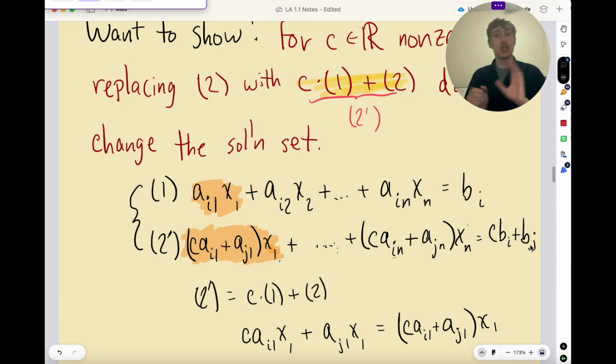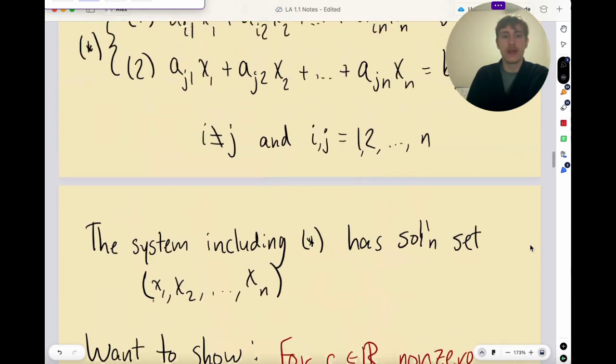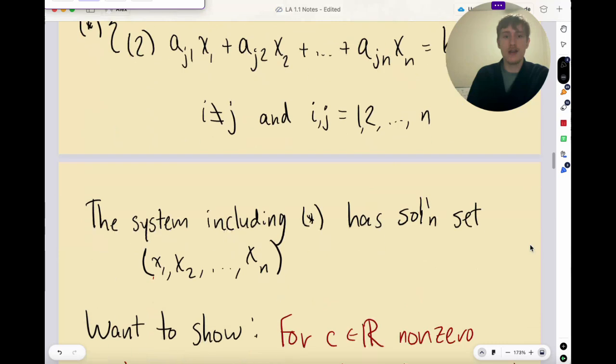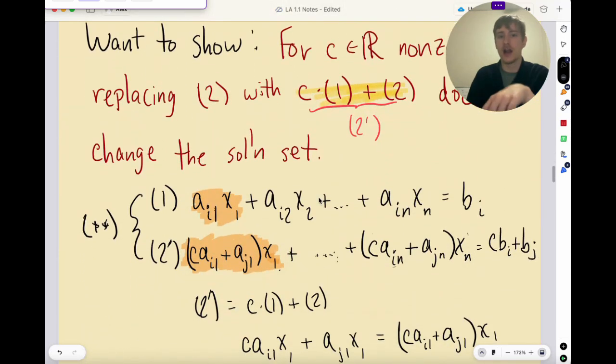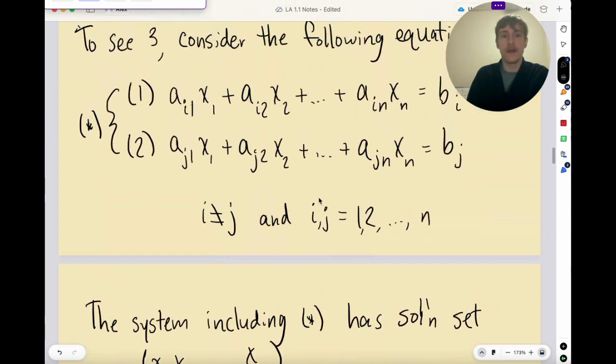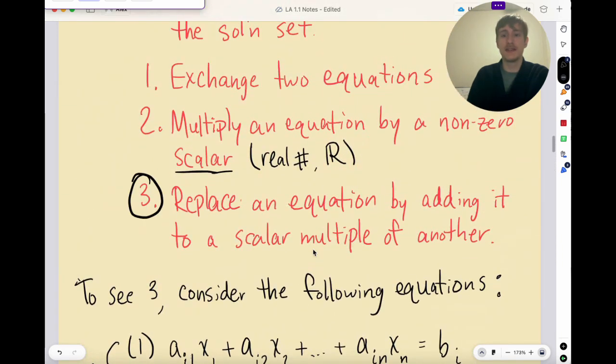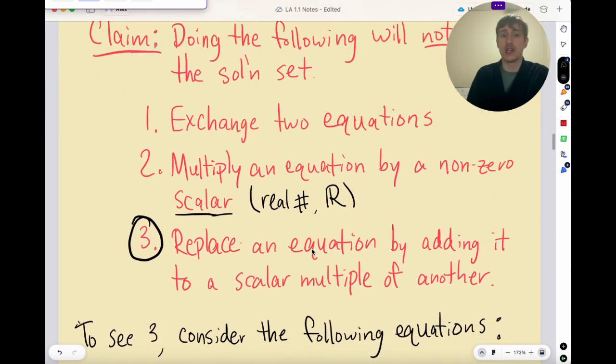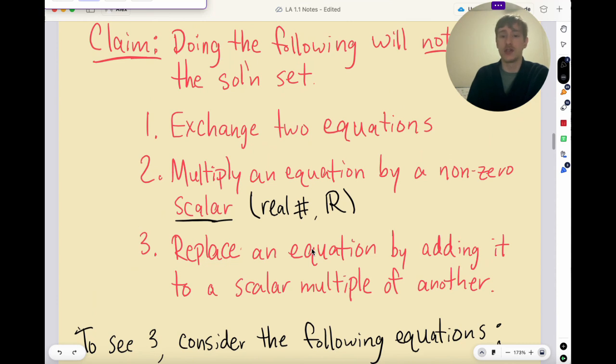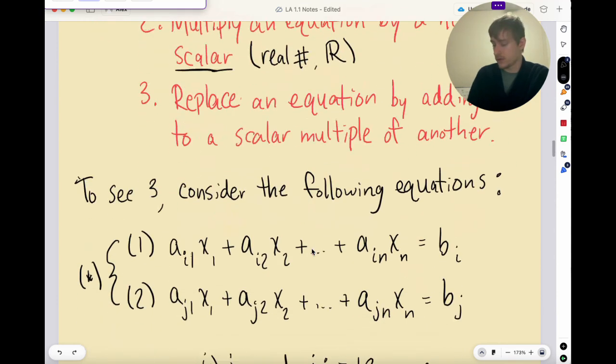So this is clearly an entirely different system because equation 2 looks very weird. We're going to call this double star. What we have to show is that star and double star have the same solution set. If they do, then this is an allowable operation that we can do on the equations that won't change the solution set. All right?